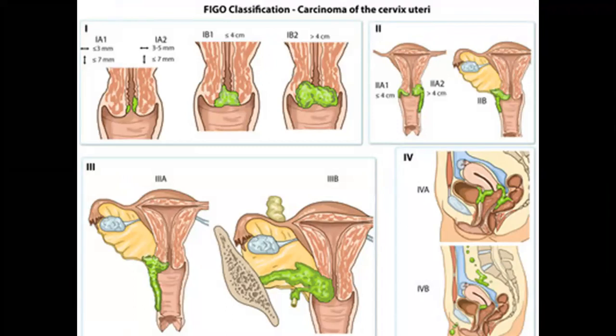We have FIGO staging for cervical carcinoma, and as I told you in the previous lecture, in gynecological malignancies you go for FIGO staging. FIGO means Fédération Internationale de Gynécologie et d'Obstétrique. This is actually a French name, so you can call it International Federation of Gynecology and Obstetrics.